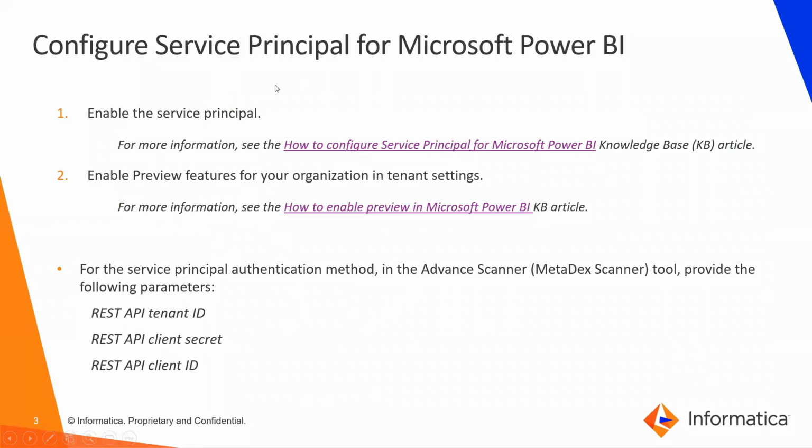For using the service principal to extract metadata from Microsoft Power BI in Advanced Scanner UI, all the configuration which we needed, we have performed, right? And we needed these three pieces of information: the API tenant ID, the client secret, and client ID. All these three details we have already noted. So now we can go to the Advanced Scanner or Metadex UI and we can start configuring.